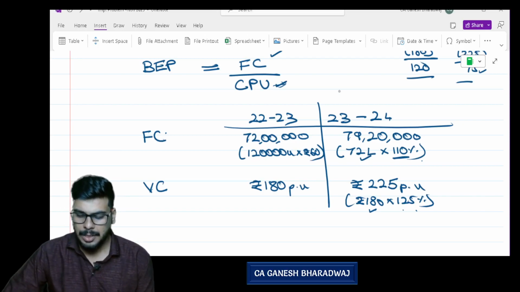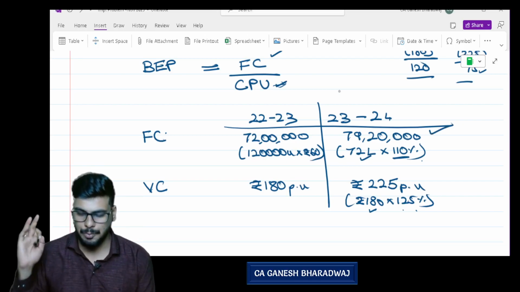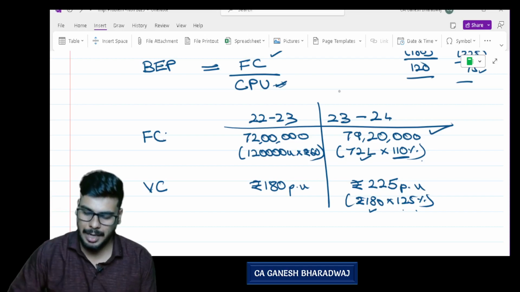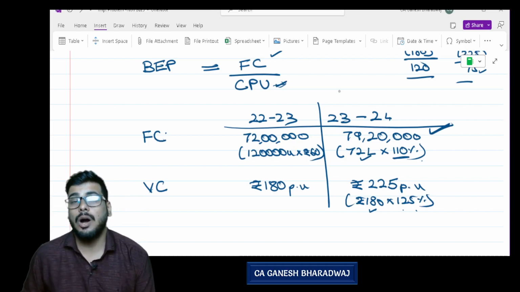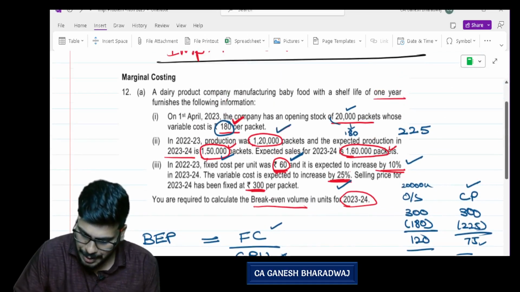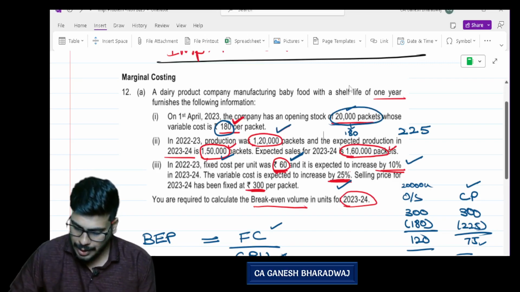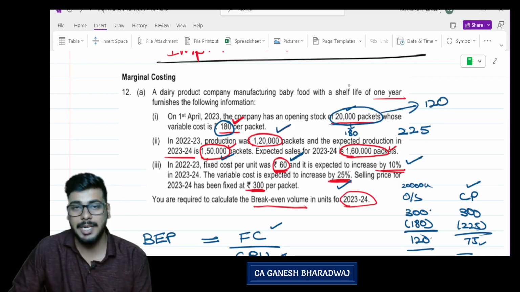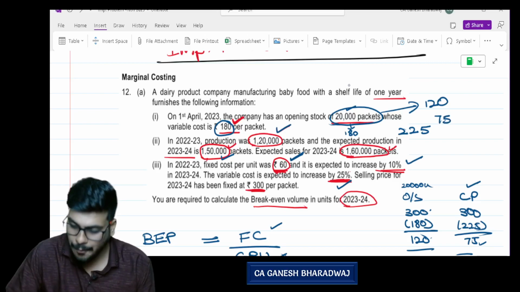Right. Now, the question is, in the current period, I need to recover 79,20,000 rupees, correct? So the point of sale where my contribution exactly recovers the 79,20,000 rupees of fixed cost is called my break-even point. Now, how am I going to do this? I already have an opening stock of 20,000 units. Each of these 20,000 units generates a contribution of 120 rupees, 300 minus 180. Whereas every current year unit generates a contribution of 75 rupees.